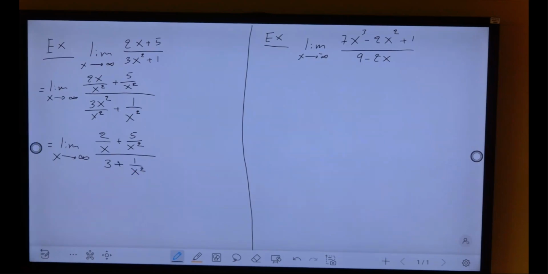Now, you can tell me where the limit goes. How much is the limit for 2 over x? 0. How much is the limit for 5 over x squared? 0. So 0 divided by any number is 0. Here is 0 plus 0, and this is the constant 3 plus 0. So the result is going to be 0.